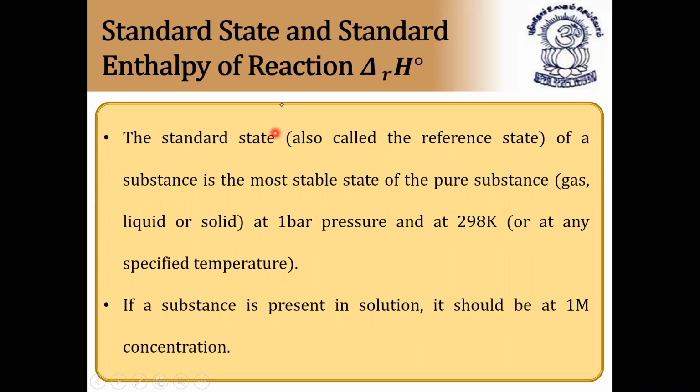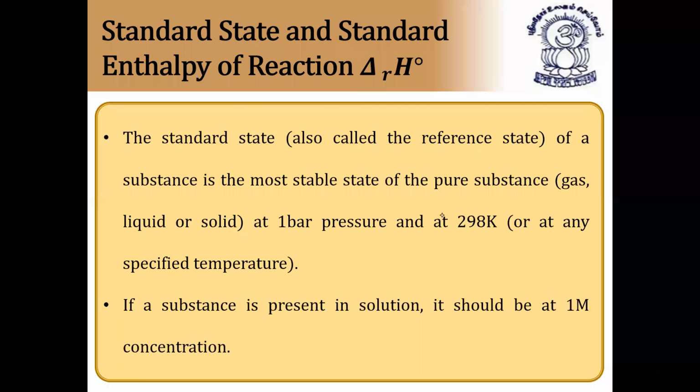So standard state means 1 bar pressure, or 1 atmosphere. Both are practically the same because 1 atmosphere is equal to 1.013 bars, or 1 bar is 0.987 atmospheres, slightly different. So straight away we take both as 1. And temperature is 298 kelvins, that is 25 degrees C. So this is called standard condition, standard state. At this state, it is the most stable state of the pure substance, that is gas, liquid or solid. I hope it is clear.